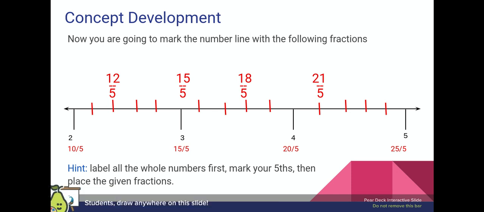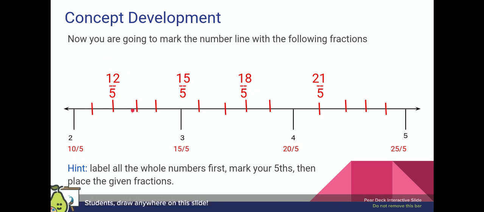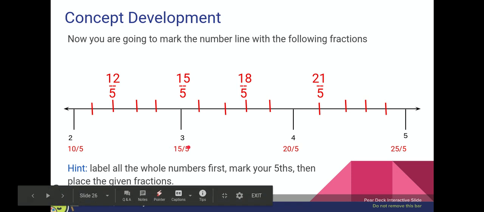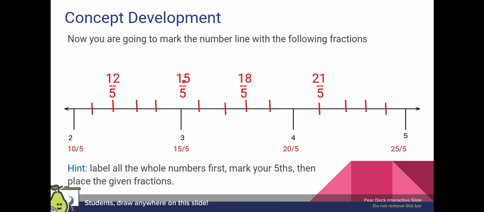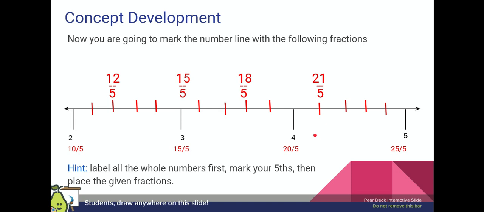groups that were broken into 5, how many pieces would I be starting with? Yep, I would be starting with 10. So my fraction would be 10 fifths that I'm starting with. Okay, so 2 would be 10 fifths. Then we go to 11 fifths. So then 12 fifths would be next. 13, 14, 15 fifths. Because remember, if I have 3 groups with 5, 5 times 3 is 15. So I have 15 fifths. Count 16, 17, then 18 fifths, 19, 20, 21 fifths.